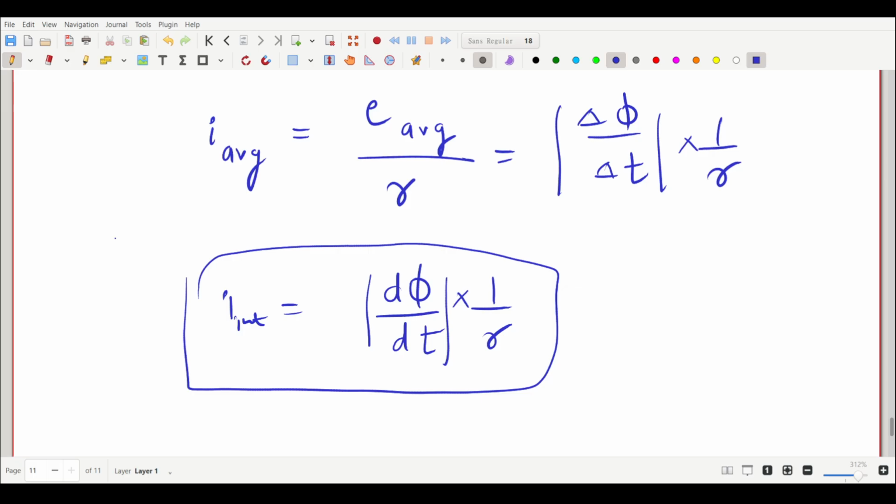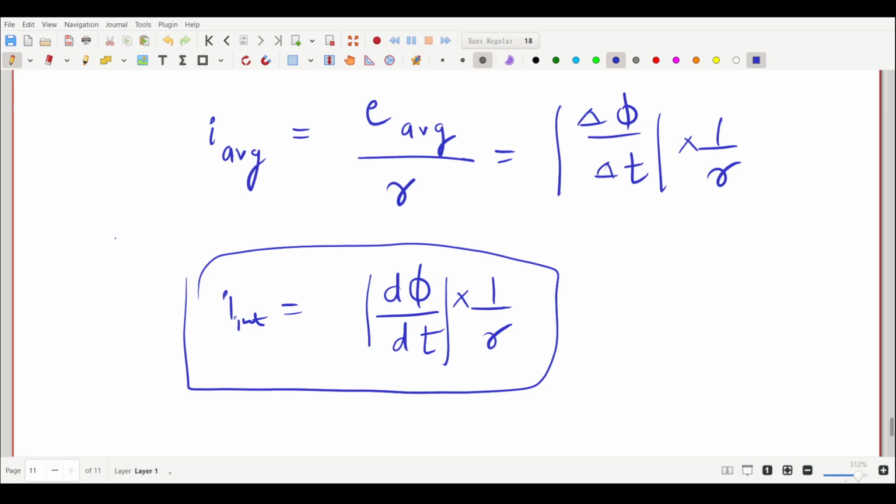There's a question. I instantaneous equals d phi by dt times 1 over r. Why do we need the negative sign? You can keep the negative sign, but you don't really write current with a negative value. You don't write potential with a negative value. You can just simply show that in the diagram, just for direction.